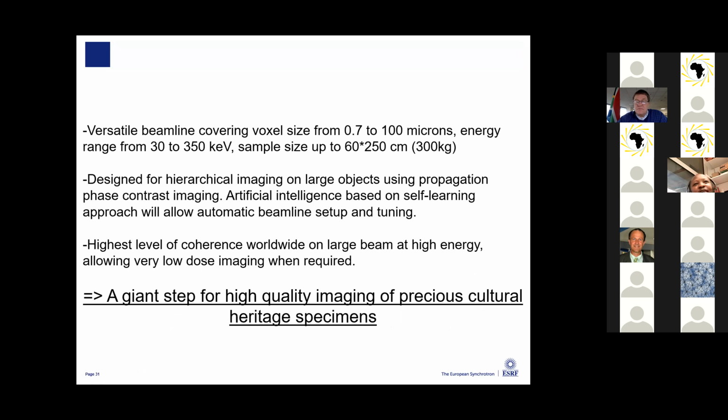So it's going to be a very versatile beamline, which is going to cover a voxel size from 0.7 to about 100 microns, and an energy range of about 30 to 350 kilo electron volts. And as I've already mentioned, it will take something up to about 300 kgs in weight. It's going to have the highest level of coherence worldwide for a large beam at high energy, which will also allow very low dose imaging when it is required. So this is going to be a giant leap for tomography and for heritage specimens.